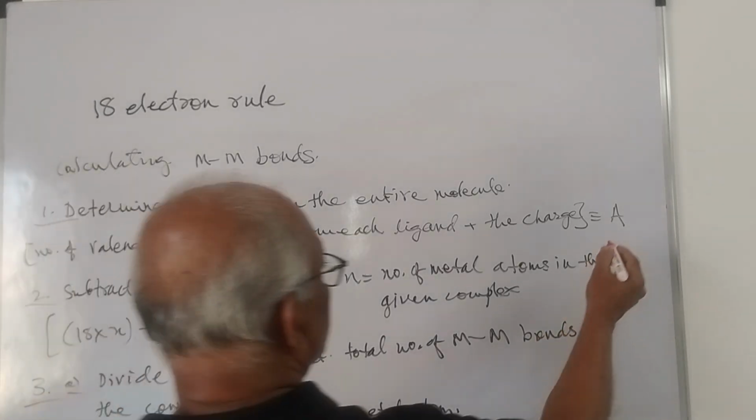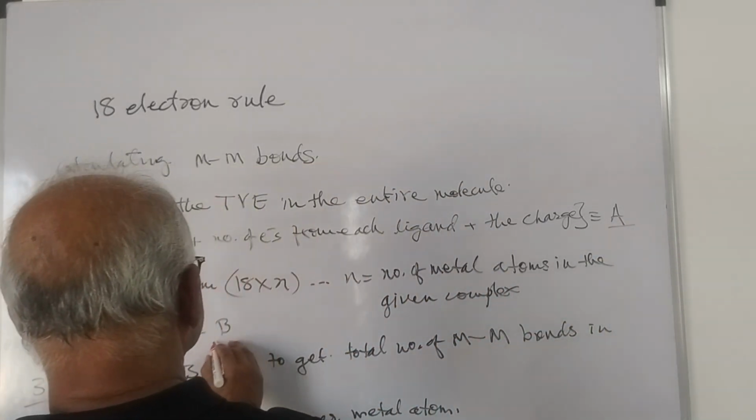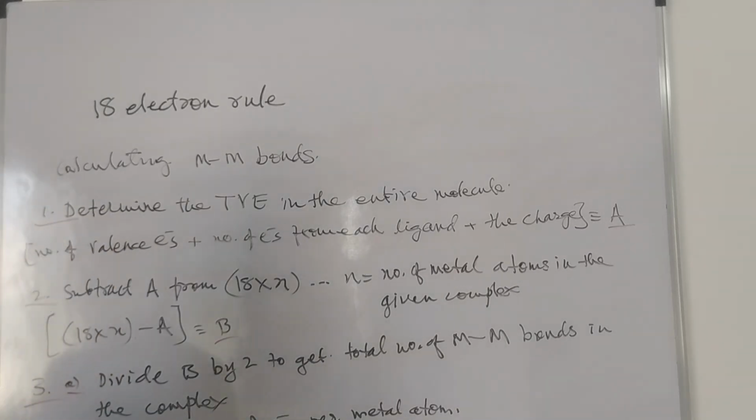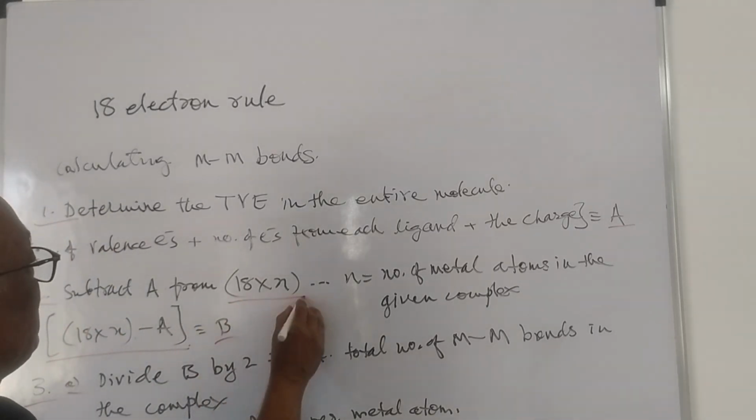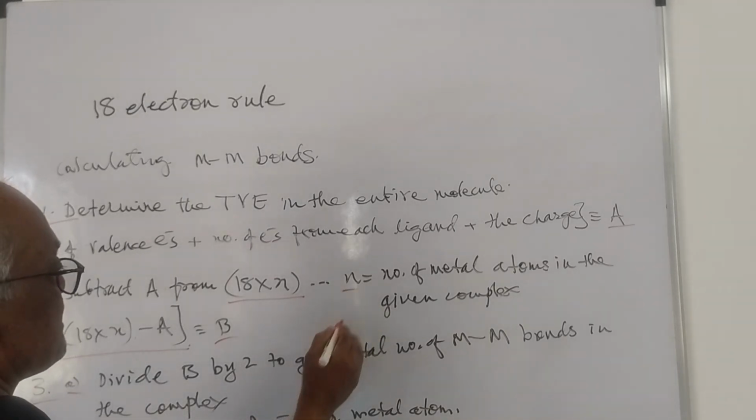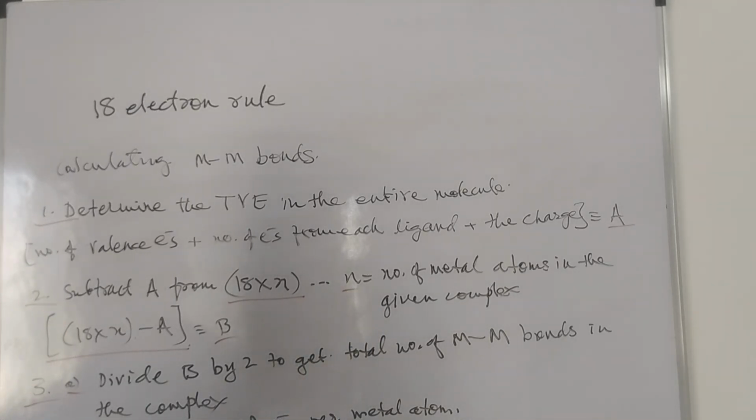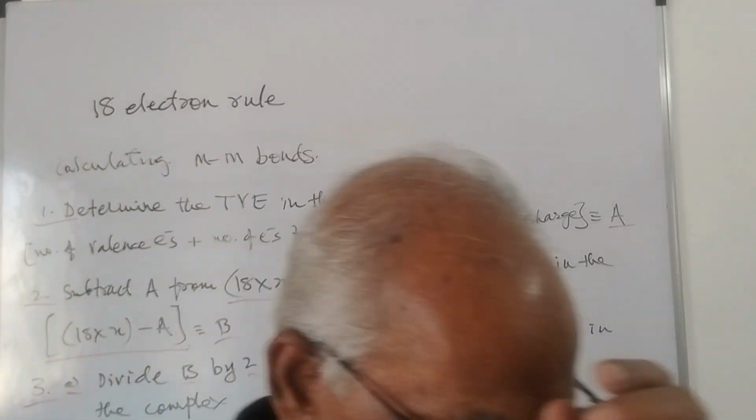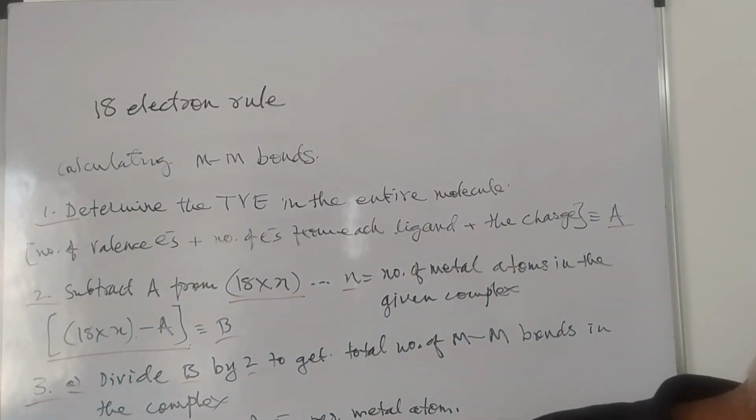So here the important figures are A, this B, and this formula, N is equal to number of metals. So we have to remember these things while calculating the metal bonds present in the given complex. So we will see with some examples.